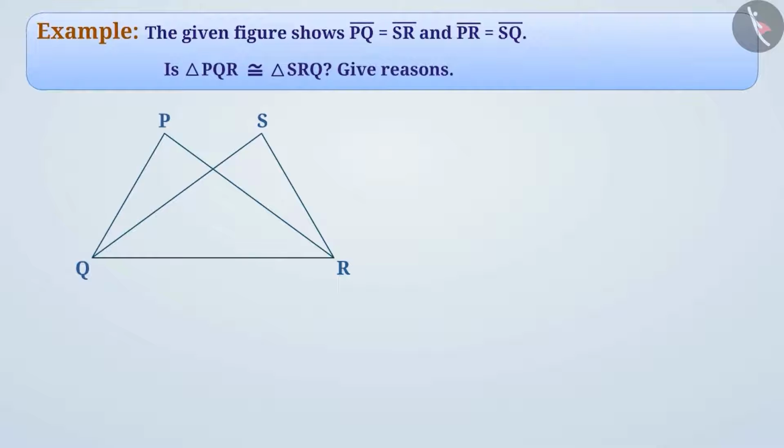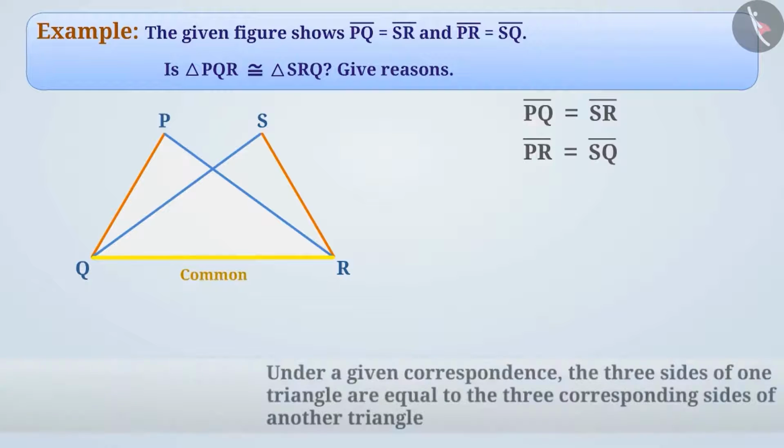Give reasons. We are given that in triangle PQR and triangle SRQ, PQ is equal to SR and PR is equal to SQ. We can also see that the side QR is common in both triangles. You will remember that if the three sides of one triangle are equal to the three corresponding sides of another triangle, then the triangles are congruent.